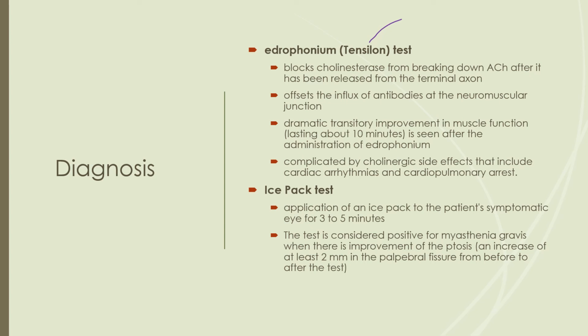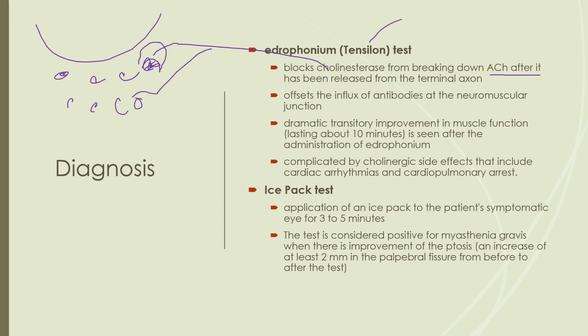And what this does is it'll block cholinesterase. Now, what cholinesterase does, if you guys don't remember, which, how can you not? I'm just joking. Cholinesterase breaks down acetylcholine after it's been released from the terminal axon. So here's your terminal axon. It's releasing acetylcholine, right? These little dots are acetylcholine. What cholinesterase does is it comes in and, I'll do like a Pac-Man, all right? And it's eating up all the ACh after it's been released. So normally its job is to consume leftover acetylcholine, right?